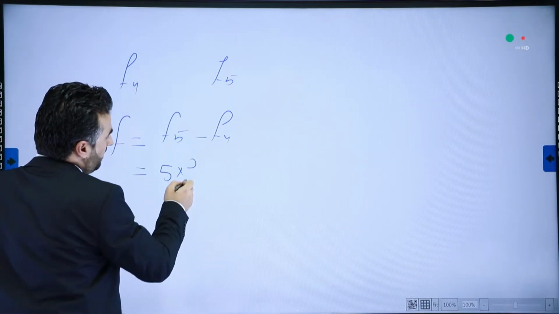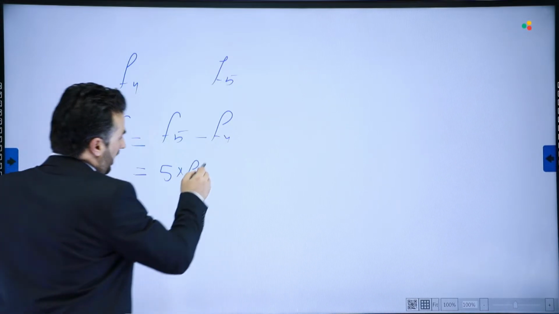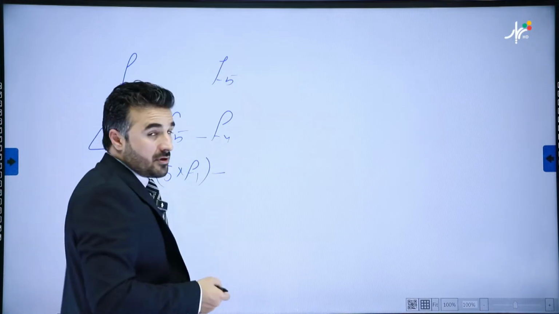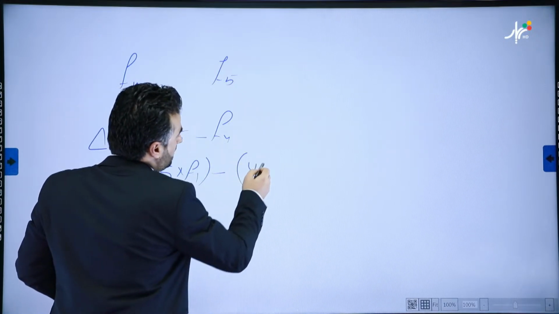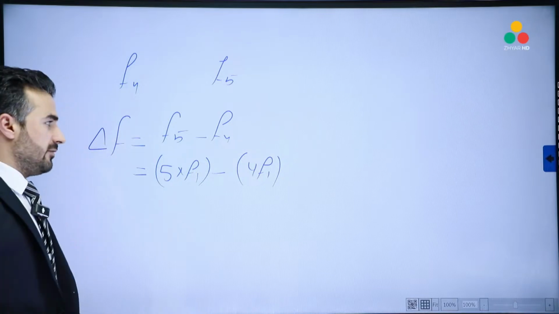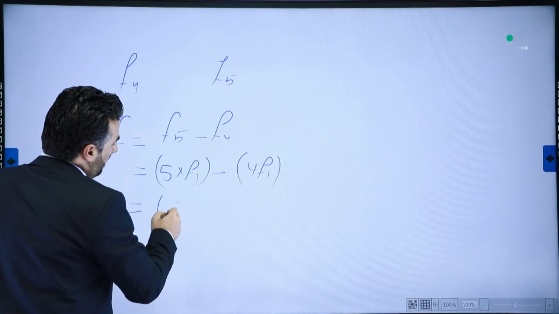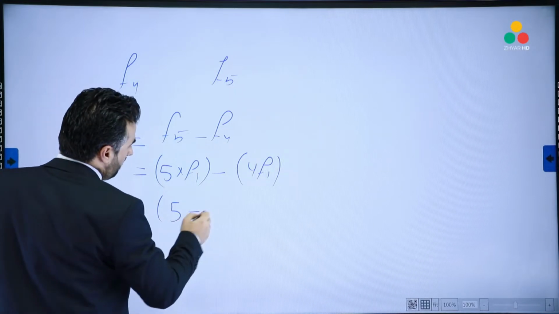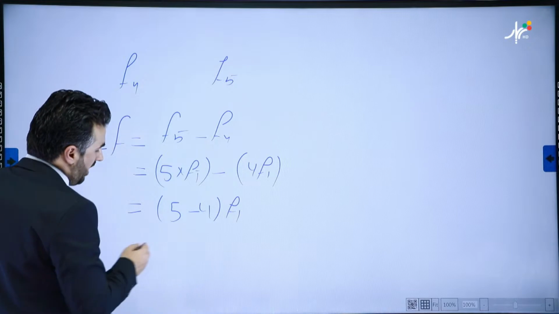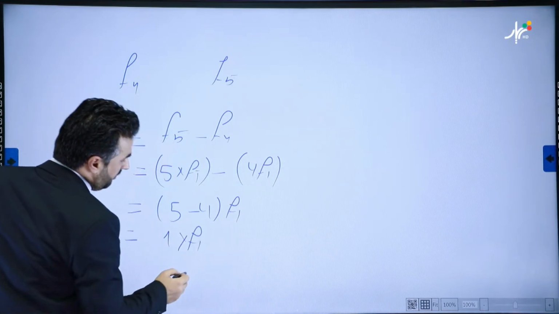Equals 5 times the fundamental frequency, you can say. That is for this one. Minus, of course, the fourth harmonic, which is going to be 4 times the fundamental frequency as well. Now, these two are common, so we can say 5 minus 4 times the fundamental frequency, because this is common, so we can take a common factor. So 5 minus 4 is obviously 1 times the fundamental frequency.